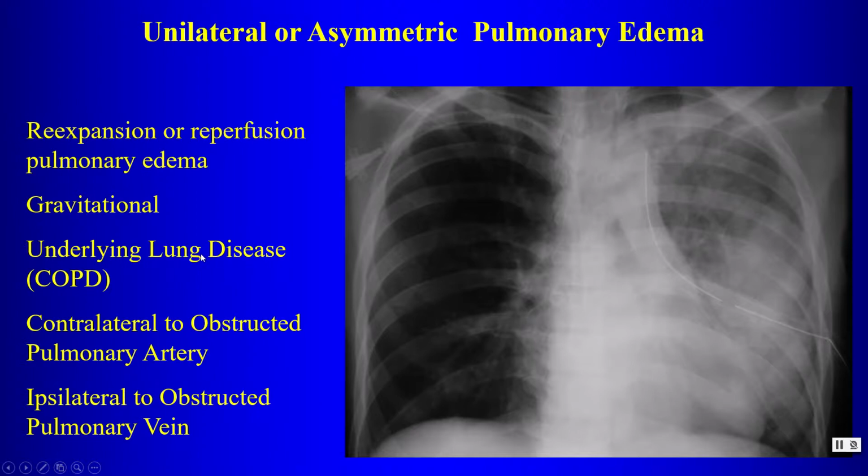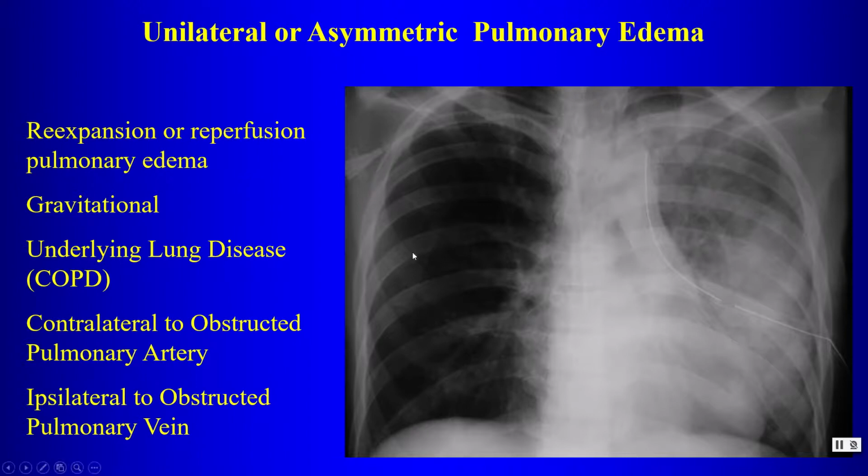This patient had a large pleural effusion, which was drained by the chest tube, and when that lung re-expanded, the patient developed pulmonary edema within that lung. Asymmetric pulmonary edema can also be gravitational. If the patient were lying left side down, let's say in this case, there may be underlying lung disease that is asymmetric, like COPD. Unilateral edema can occur contralateral to an obstructed pulmonary artery.